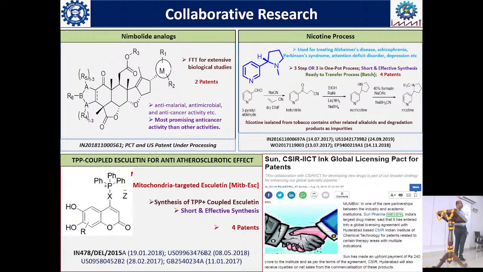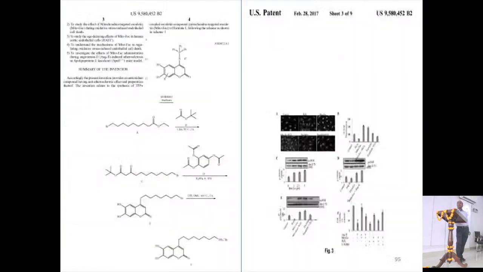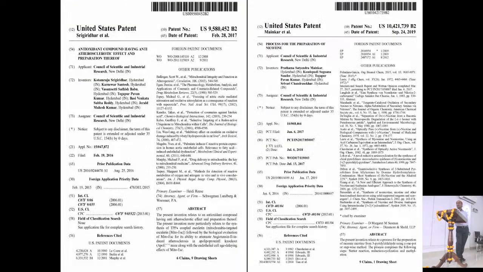And this is the other page of the patent document. This is how we have depicted the chemistry part, this is the biology part. Likewise, there are many other papers also. And here is the front page of the US patent for the work which we licensed, and this is the US patent on nicotine. So this is how a patent document looks.